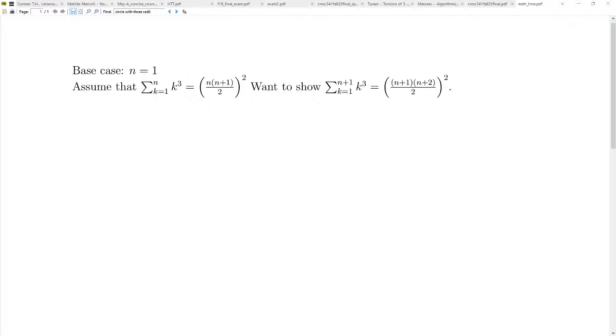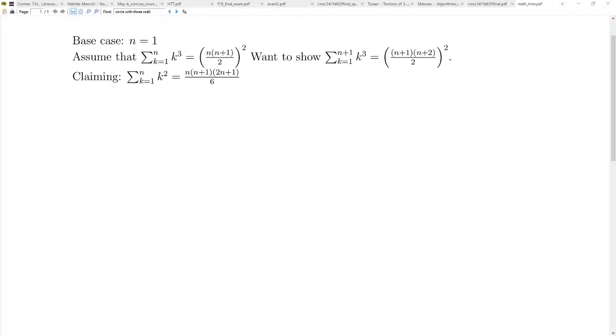So let me just do an example using k squared instead of k cubed. Let's try to prove the k squared case instead. When you sum up all the squares, if I remember correctly, you're going to get n times n plus 1 times 2n plus 1 divided by 6. I think that's what you get. So I'm claiming this. I'm not doing the cube example anymore. I'm just doing the squares example.